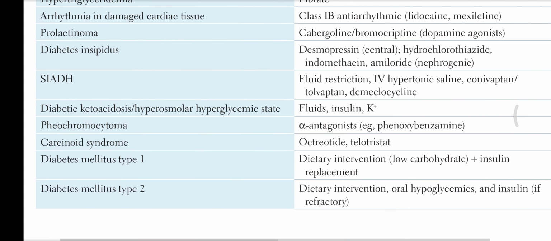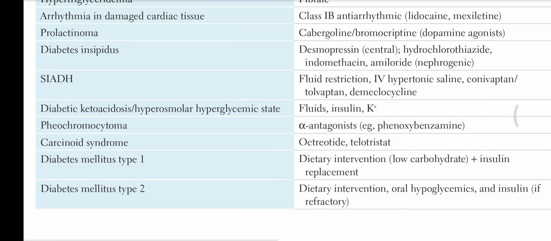SIADH: fluid resuscitation, IV hypertonic saline, conivaptan or tolvaptan, and demeclocycline. DKA and hyperosmolar hyperglycemic state: fluids, insulin, and potassium. Pheochromocytoma: alpha antagonist, phenoxybenzamine. Carcinoid syndrome: octreotide.